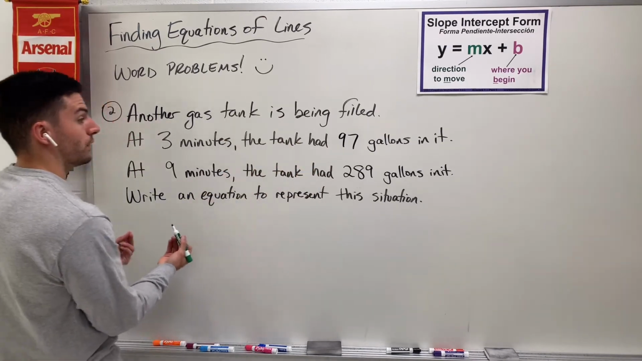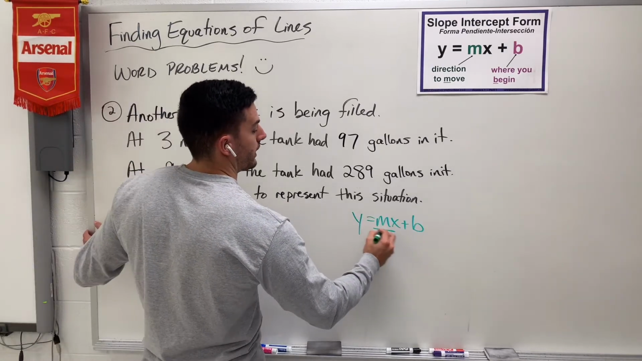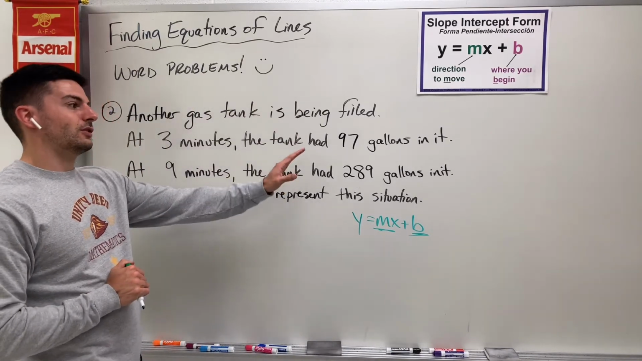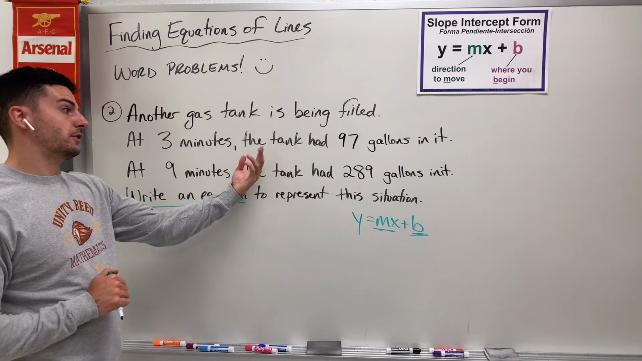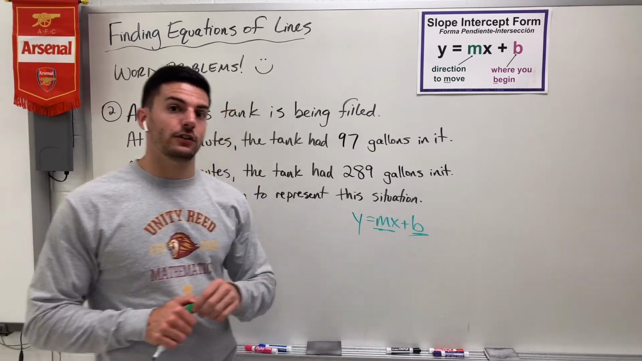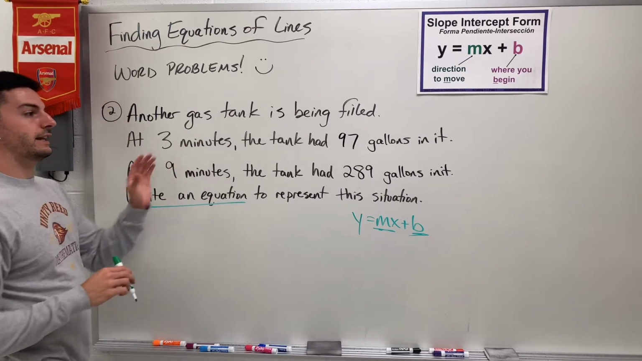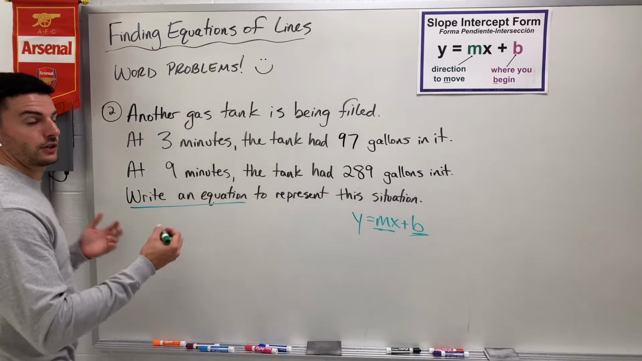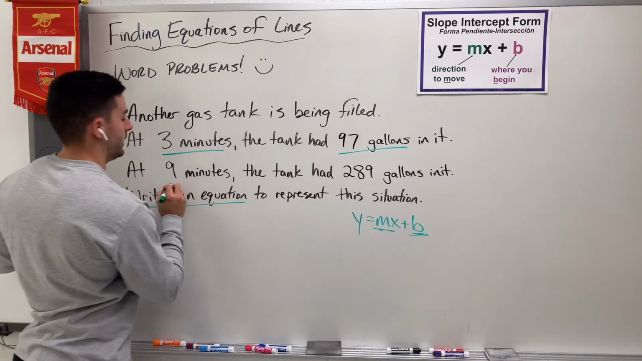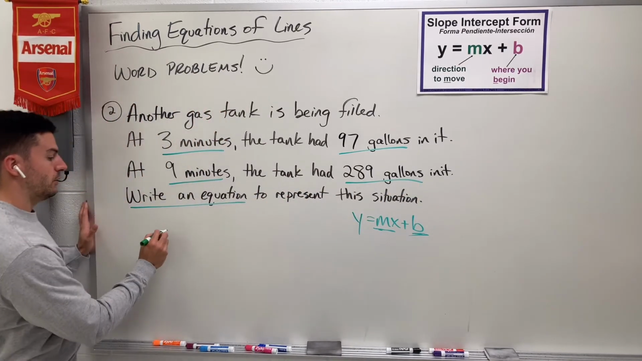So again, what do we know? Again, we're trying to find the slope-intercept equation, and that involves finding the M and B values. And I'm not told either of those. I'm not told the rate or the slope that it's being filled up at, and I'm not told the tank had this many gallons at the start. So I don't know either of those. I just know these 2 instances. And just like the last problem, when it gives you at 3 minutes, 97 gallons, at 9 minutes, 289 gallons, those are going to be ordered pairs.